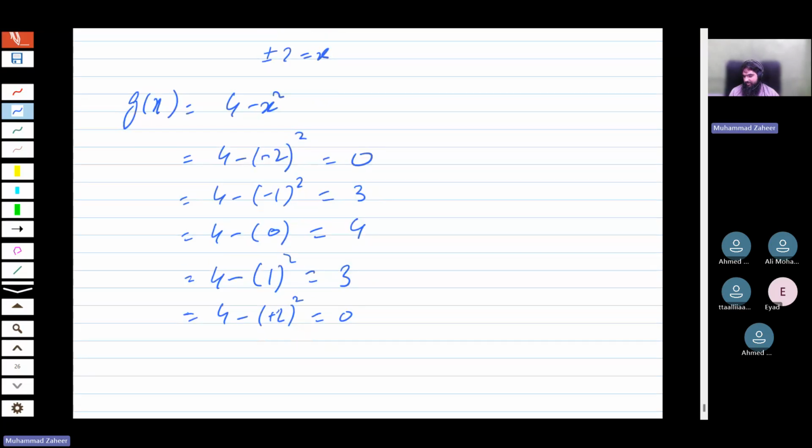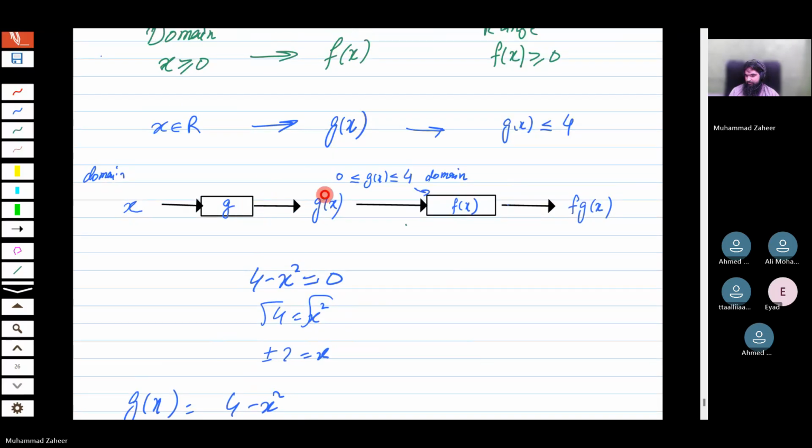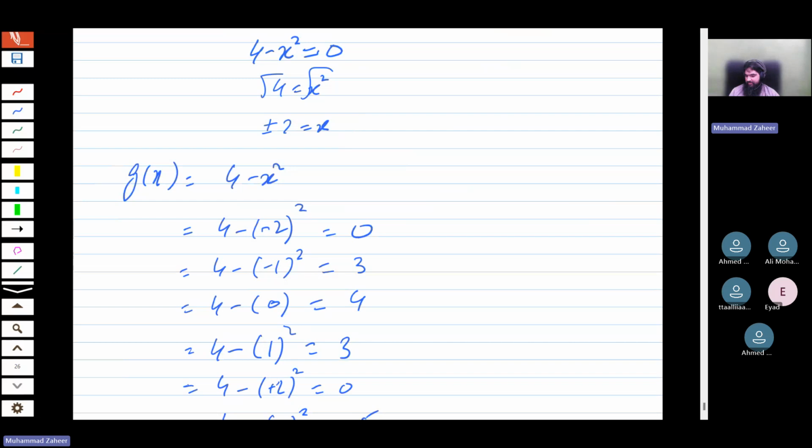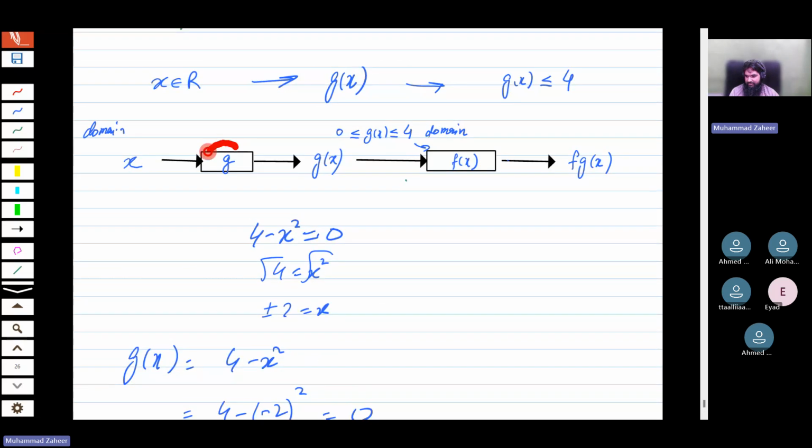If I substitute 3, it will become minus 5, but I don't need minus 5, right? The output must be from 0 to 4. I don't need minus 5. This means that the values you have to substitute must lie between minus 2 and plus 2. x must be greater than or equal to minus 2 and less than or equal to 2, because between these values, the output will be 0 to 4.